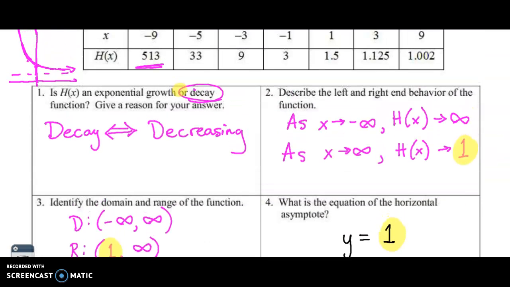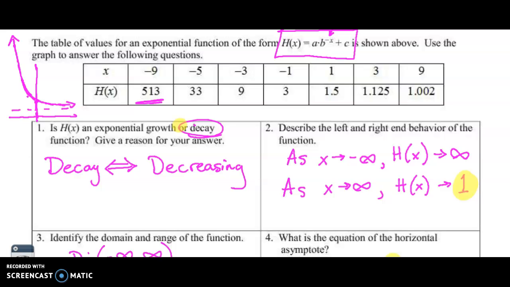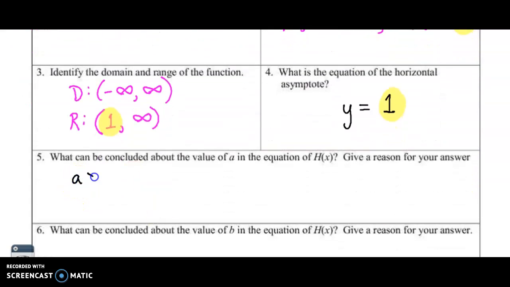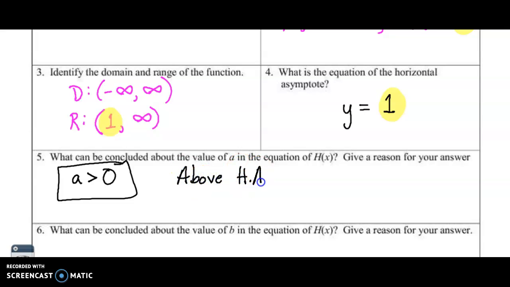So then number 5, what can we conclude about the a value? Now we could figure out what the a value is, if we really want to. But right now, let's just talk about the fact that we're above the horizontal asymptote. And so if we are above the horizontal asymptote, we need to be bigger than 0. And that's all I need, and you could stop right there, but I want to write down this implies there is no x-axis reflection. So it's not negative.